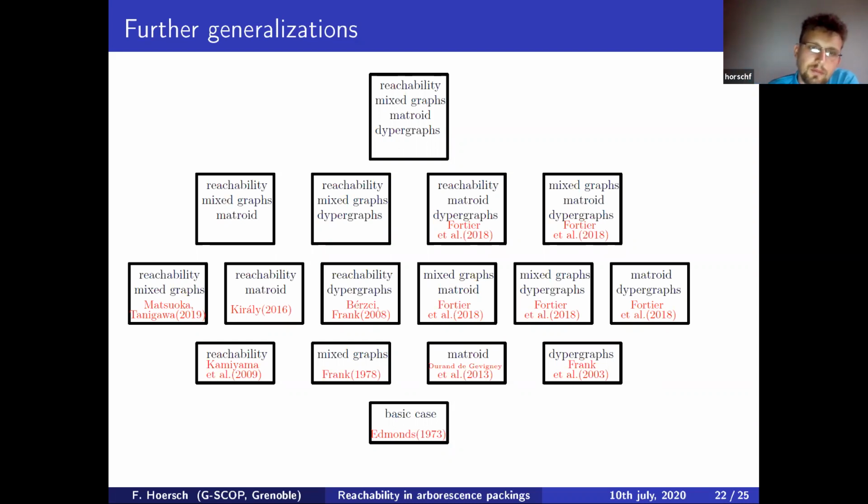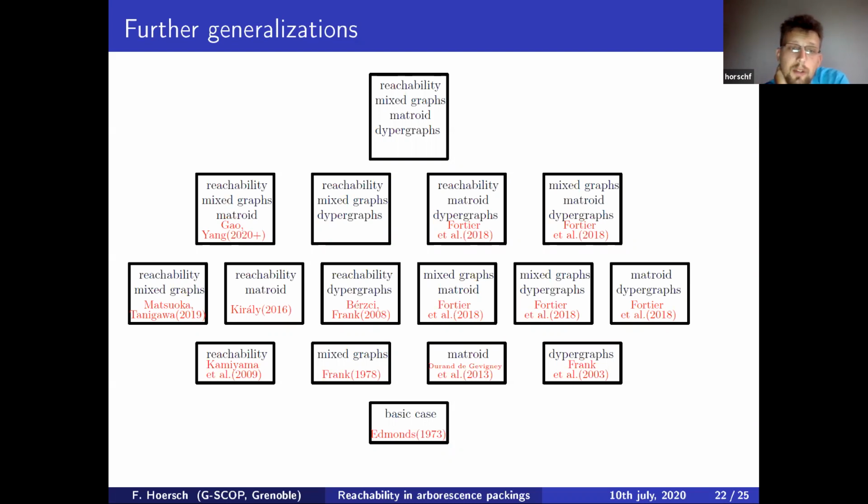Okay. And then the next article is pretty recent. I think it's also not yet published. It appeared on arXiv in March. And it was proven by Gao and Yang, who managed to extend the theorem of Matsuoka and Tanigawa to the matroid setting.